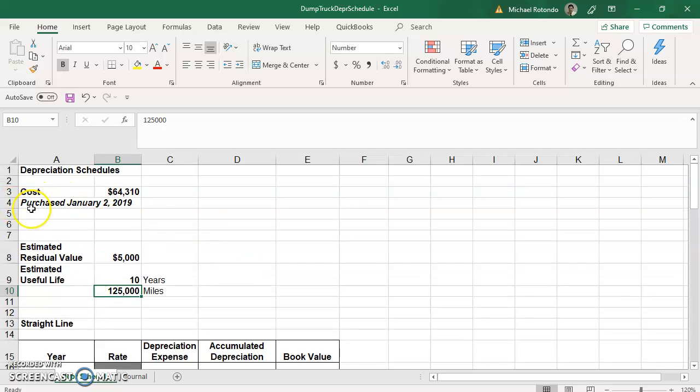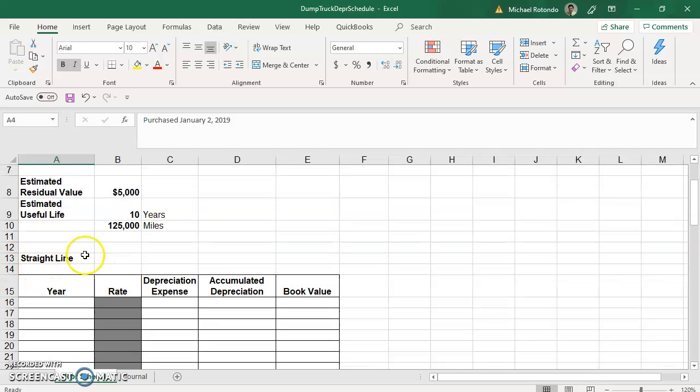This dump truck was purchased on January 2nd, 2019, and our general rule with depreciation is that if we purchase an asset prior to the 15th of the month, we count the entire month. That's for book depreciation. Tax depreciation has some different rules. This is one of the only areas where you can do something different on your books than you can on your taxes. So we know we're going to count the whole month of January.